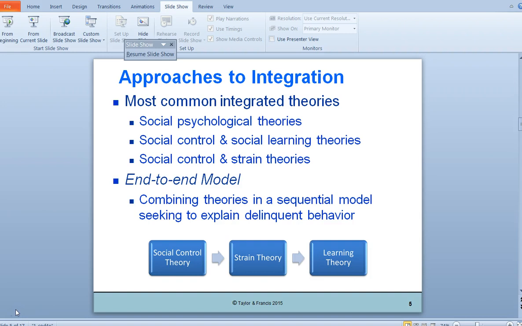One of the questions on your test will be that theoretical integration combines elements of traditional perspectives to provide a more comprehensive explanation of crime. And also make sure you know what the most common integrated theories are, the ones I just went over right here.